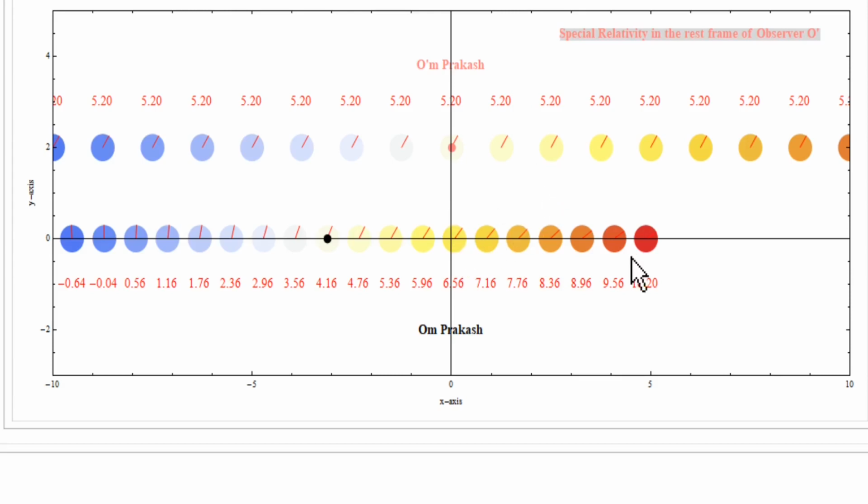And once again, the moving clocks, as seen now in the rest frame of O prime Prakash, appear to be ticking slower. Or in other words, time appears to pass more slowly for the moving clocks, or the apparently moving platform observers.